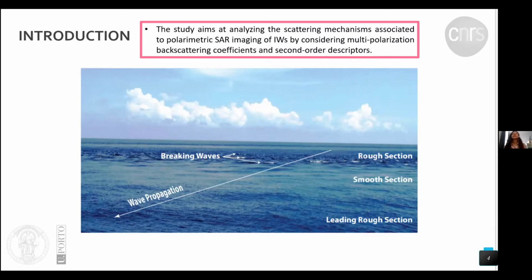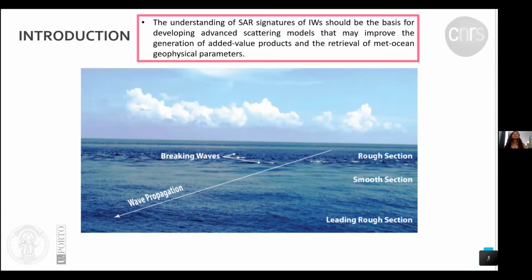This study aims at analyzing the scattering mechanisms associated with polarimetric SAR imaging of internal waves by considering multipolarization backscattering coefficients and also second-order descriptors. This is important because understanding the SAR signatures of internal waves should be the basis for developing advanced scattering models that may improve the generation of added value products and the retrieval of metocean geophysical parameters.